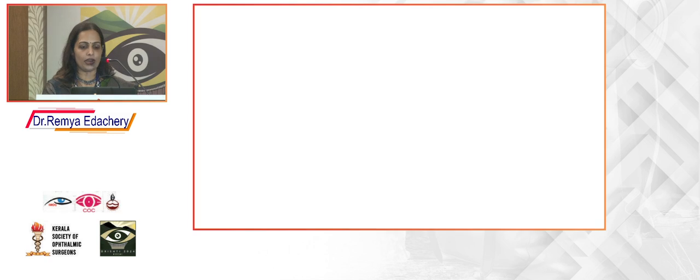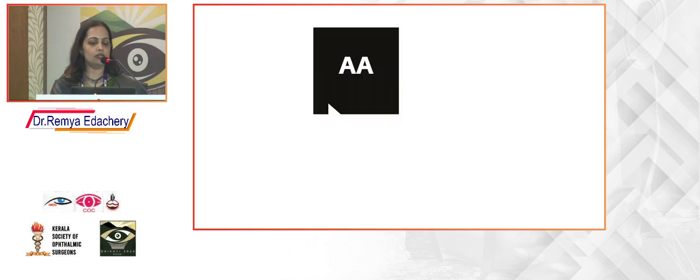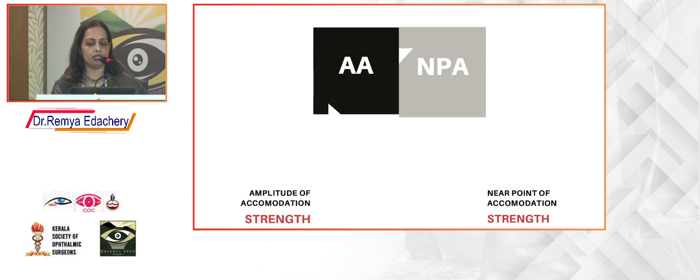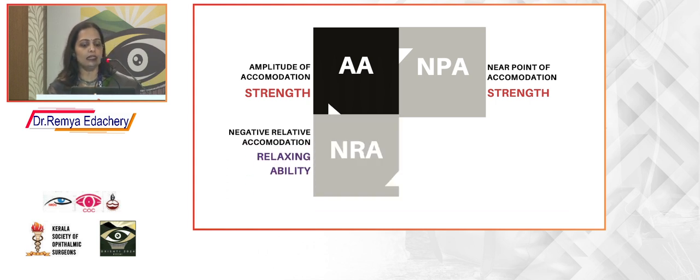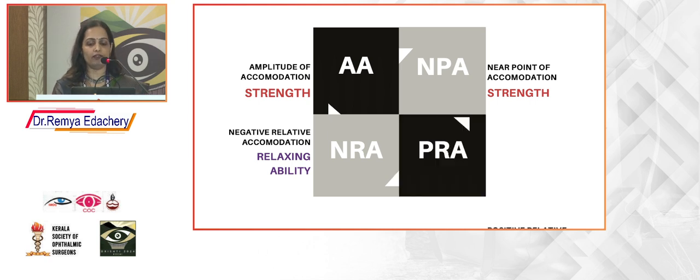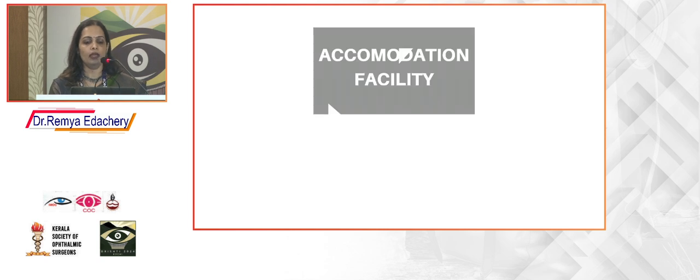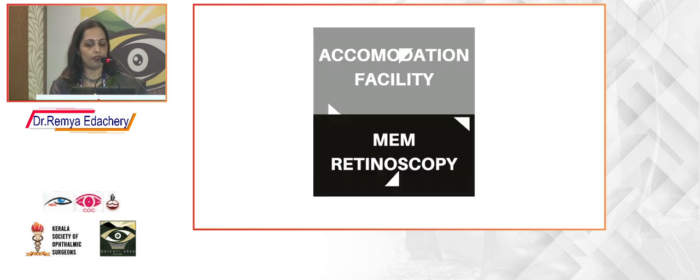Coming to the tests of accommodation, this includes accommodation amplitude, near point of accommodation, that gives you the strength of accommodation. Then the negative relative accommodation, that is the relaxing ability of your eyes to accommodate, and positive relative accommodation, that is the stimulating ability to accommodate. Then comes the accommodation facility and MEM retinoscopy. These are the 6 tests you should know in accommodation.